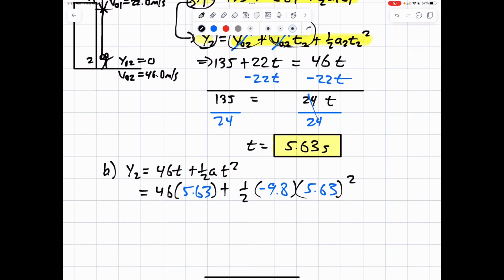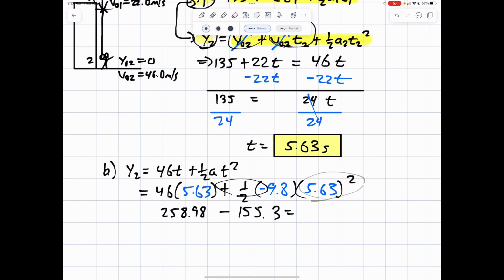And let's compute. 46 times our 5.63 would be about 258.98. Remember, plus a negative is a minus. All right, when we square the 5.63, multiply by 9.8, and take half, it is about 155.3. We'll go ahead and subtract those, and we find that the balls will collide at about 104 meters off the ground.